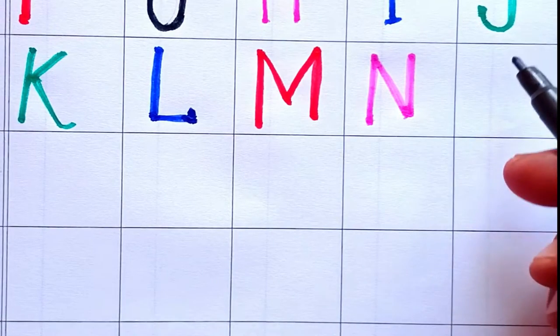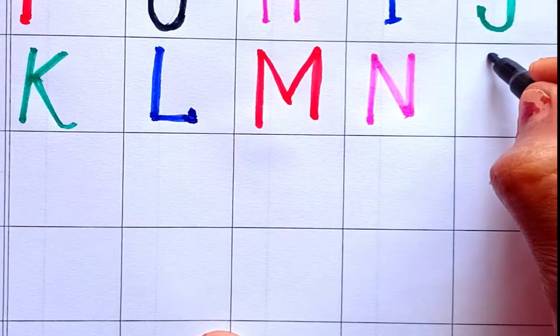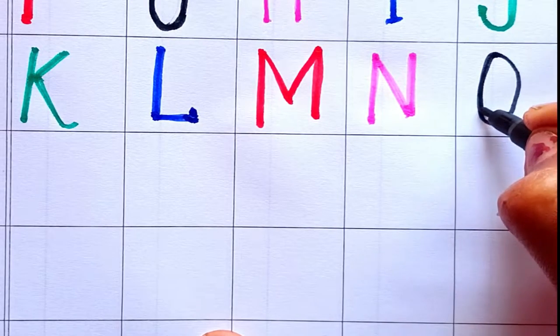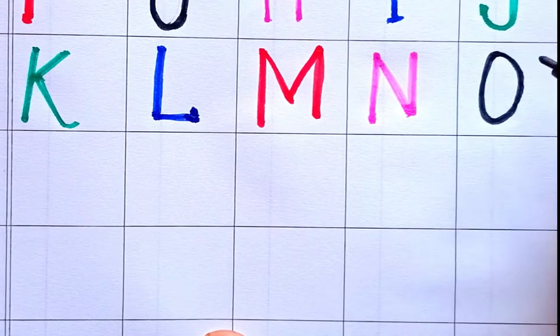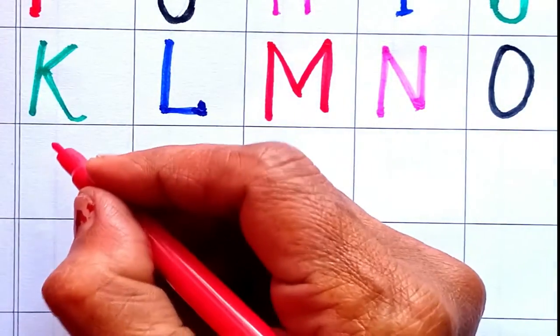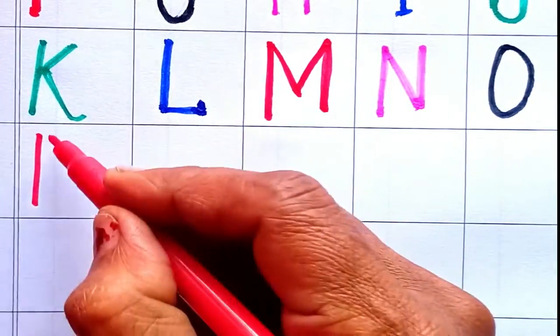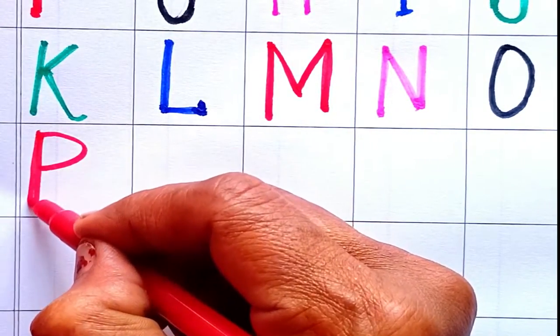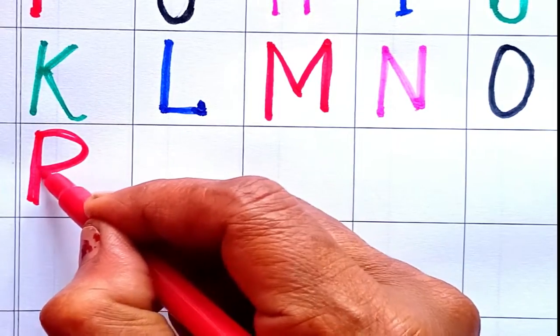Black color. O. O for owl. O for owl. Red color. P. P for pen. P for pen.